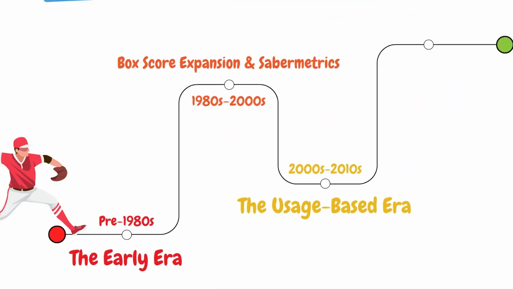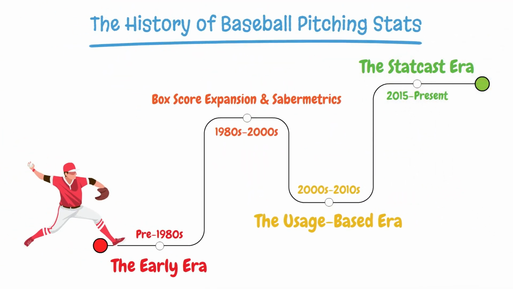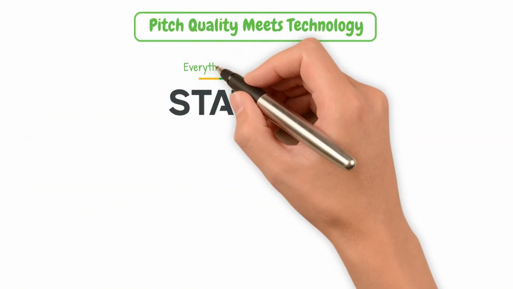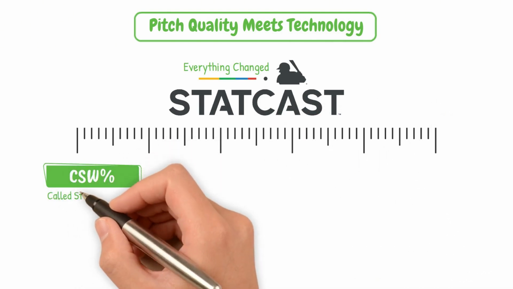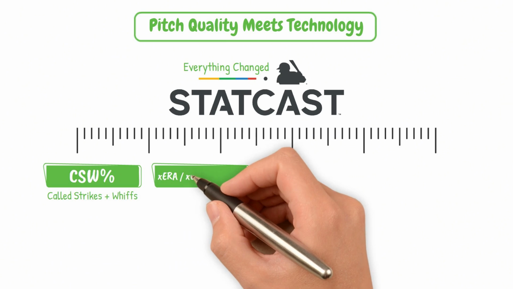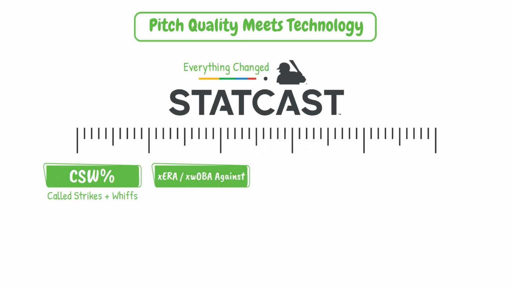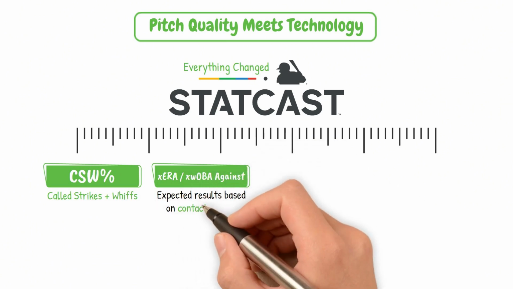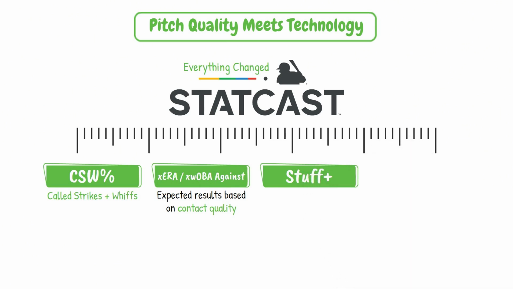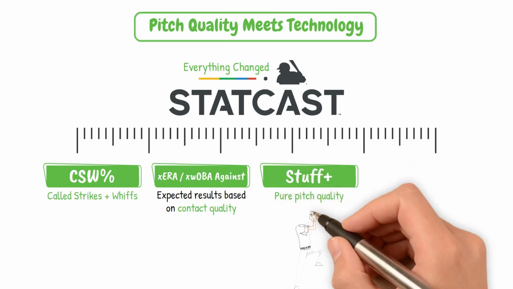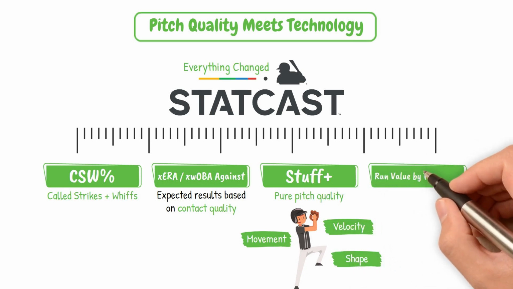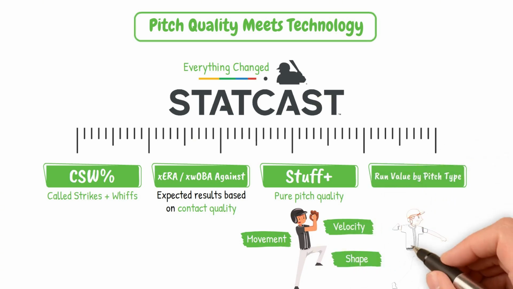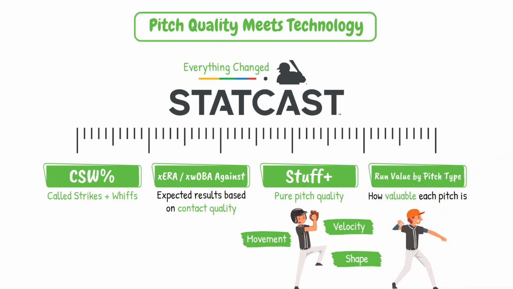This brings us to the Statcast era. Pitch quality meets technology. So, then came Statcast, and everything changed. Now we could measure CSW percentage, which is called strikes plus whiffs, expected ERA, and expected wOBA against, which are expected results based on contact quality. Stuff plus, which is your pure pitch quality, breaking down a pitch's exact movement, velocity, and shape, and run value by pitch type, not just what a pitcher throws, but how valuable each pitch is.